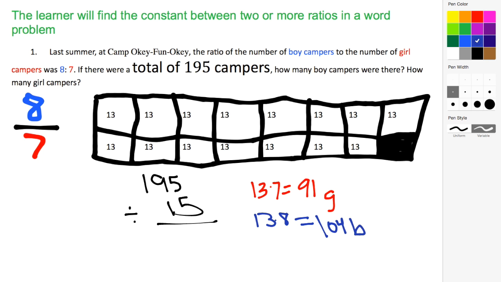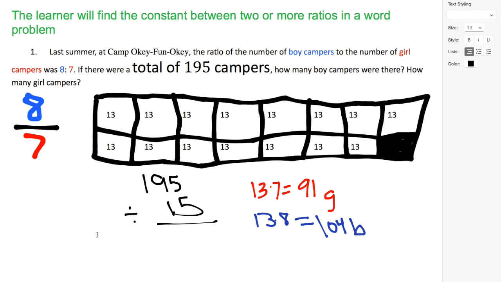And of course, I'd want to write this out as a complete sentence. So let's go ahead and do that now. There were 91 girl campers and 104 boy campers last summer. And there, I've got a great answer.